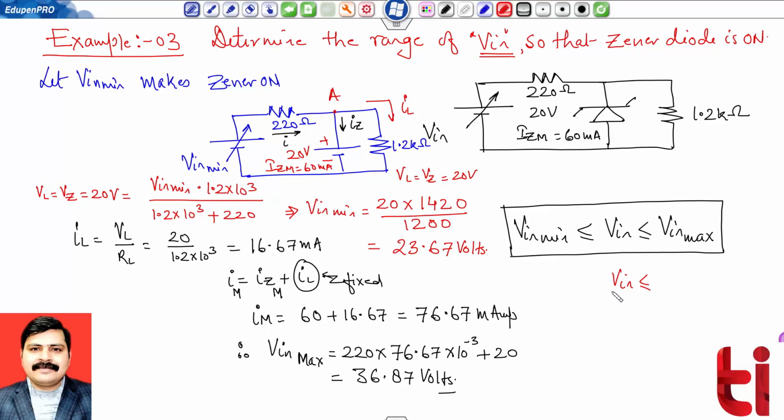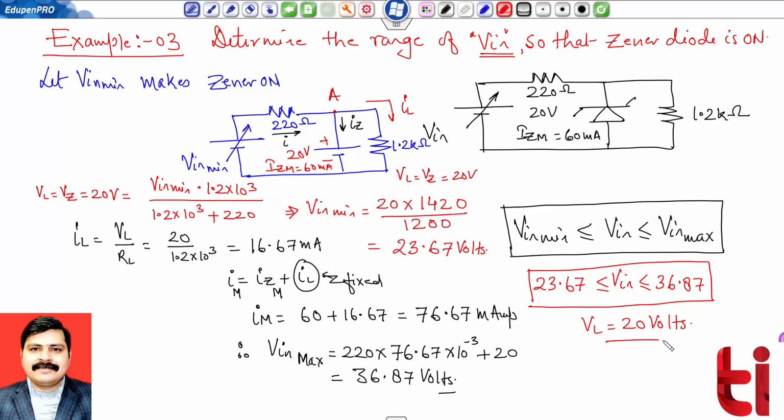So now I have calculated the range, so I'm just putting the value. My Vin should be from 23.67 volts to 36.87 volts. Within this range, I will have a constant output voltage. VL will be equal to 20 volts with the other specified data.